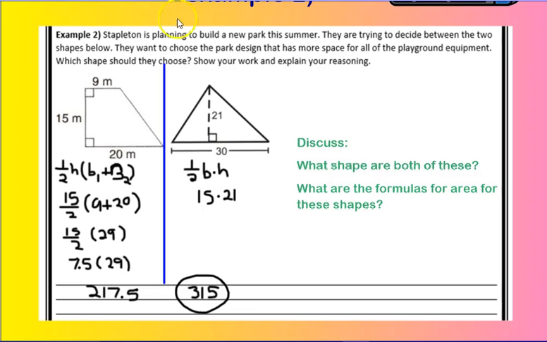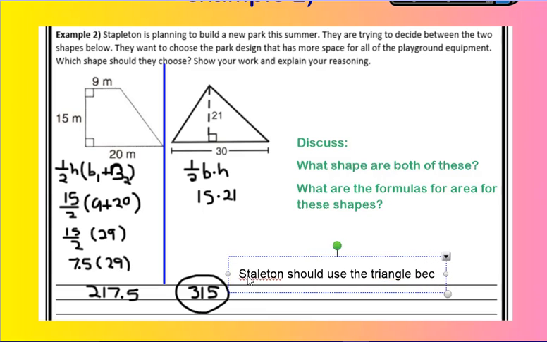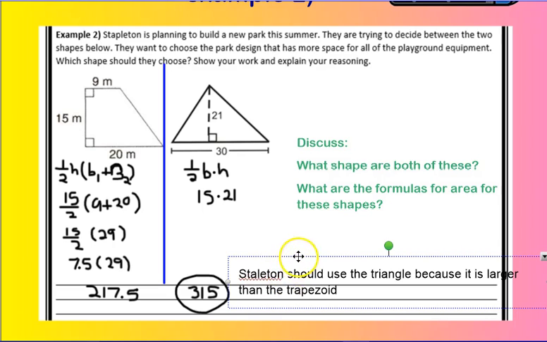And what we're going to do is we're going to type in here, Stapleton should use the triangle because it is larger than the trapezoid. Right?